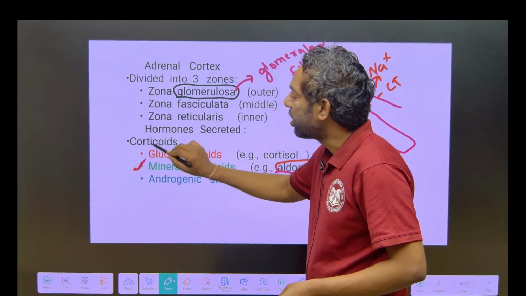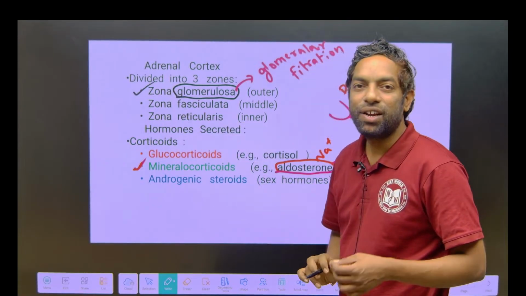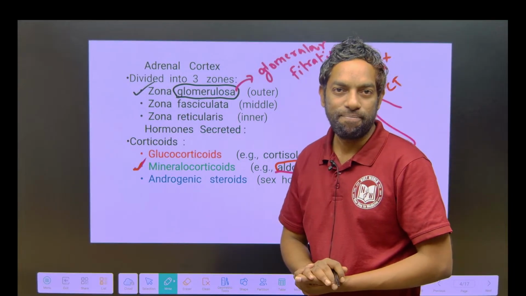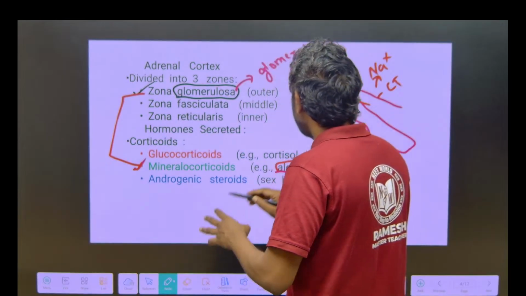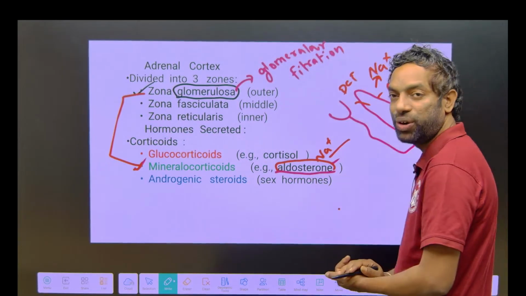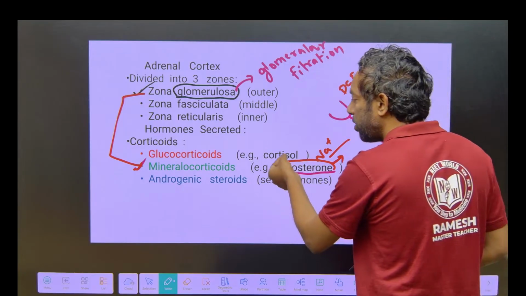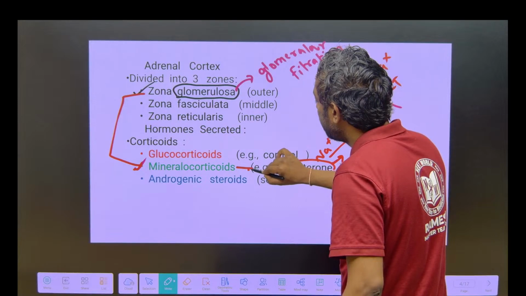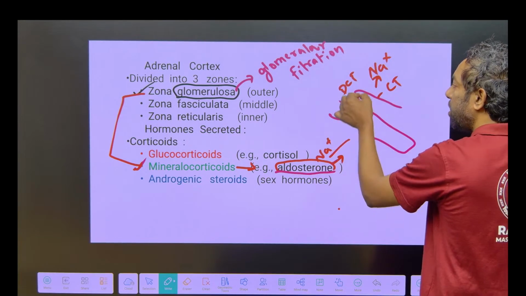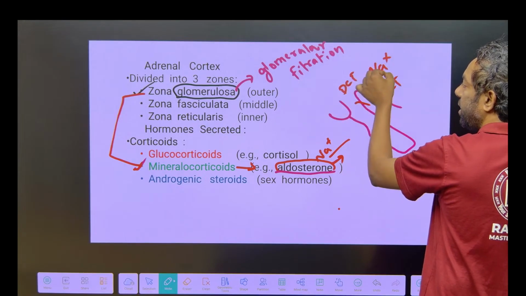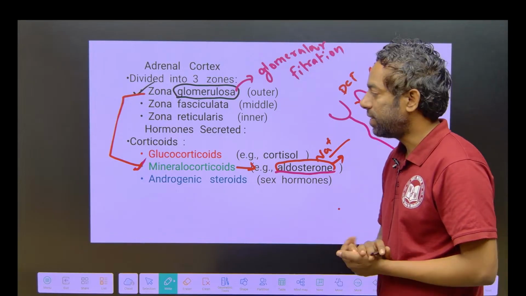Aldosterone is a mineralocorticoid. Mineralocorticoids come under the layer zona glomerulosa. Got it? Mineral means Na, sodium, and the hormone involved is aldosterone. Mineralocorticoids, through aldosterone, cause reabsorption of sodium in the DCT and collecting duct of the nephron. I hope you guys understand it.